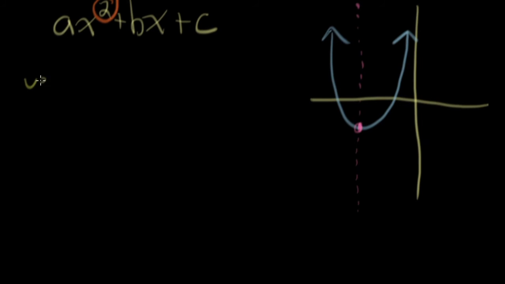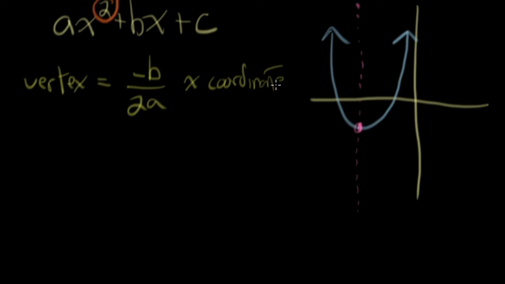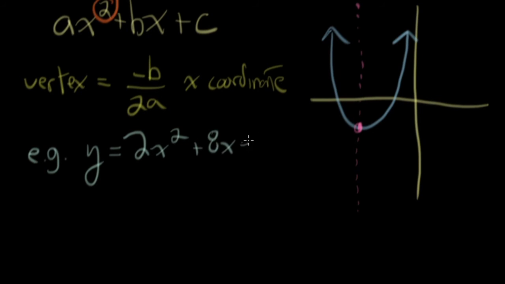So for the vertex, the little formula is negative b over 2a, and that's going to give you the x coordinate of the vertex, only the x coordinate. Then you have to find the y coordinate by substituting back in. So, for example, let's say you had y equals 2x squared plus 8x minus 5. Remember that this is A, this is B, this is C.